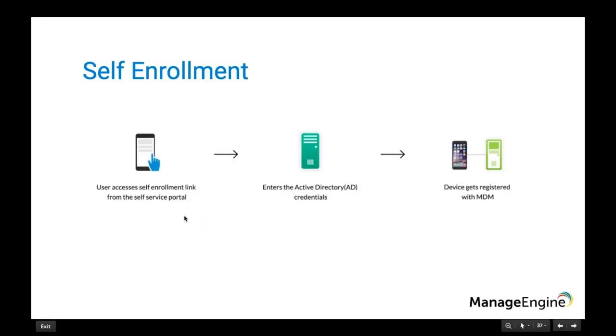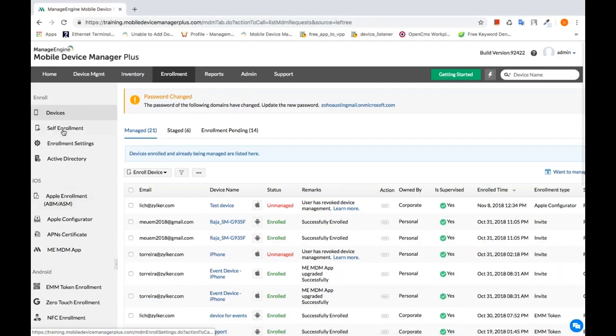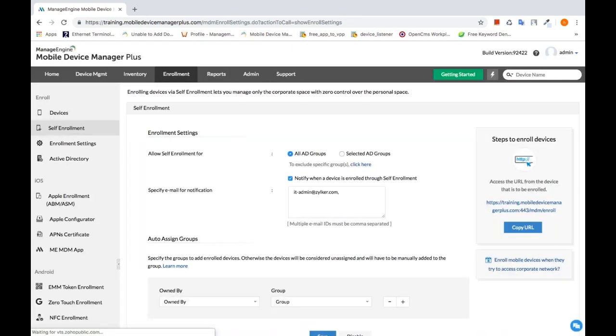So let me explain the workflow for self-enrollment. The user needs to access a self-enrollment link from your organization's self-service portal, and provide his or her Active Directory credentials for authentication purposes, after which the device gets automatically enrolled with MDM. Let me show you how this is done on the MDM server. I'll take you back to the MDM server and click on self-enrollment. This is the self-enrollment view, and this is the self-enrollment link that is to be shared on your organization's message boards as well as the self-service portal, from which the users will access the URL and then enroll their devices.